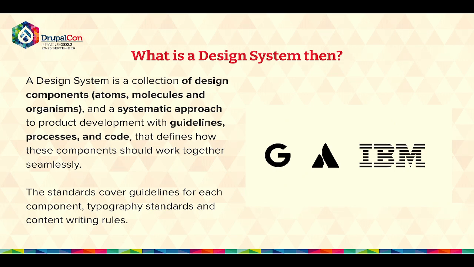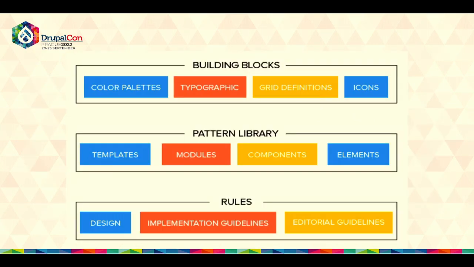So a few examples of design systems. Google has their design system, Atlassian has their design system, IBM has their design system. There is a reason behind it again. But when I try to give you a visual definition of this design system, this is how it comes out. It consists of building blocks, pattern library, and rules.